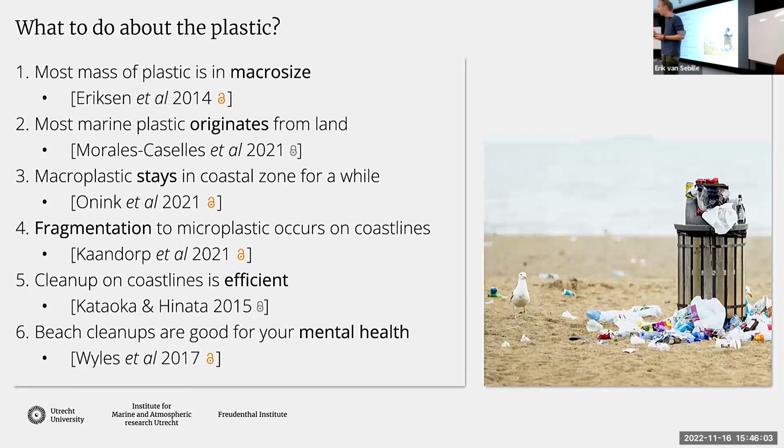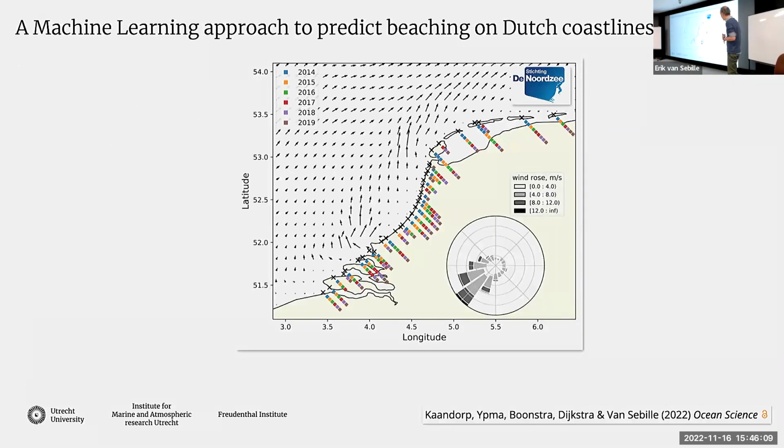I've talked to quite a few of you already, and everyone here is talking about machine learning. Well, we've been doing that too. Particularly, a PhD student in my group, Michael Kaandorp, just wrote a paper on a machine learning approach to predict the beaching of plastic on the Dutch coastline. So this is the coastline of the Netherlands.